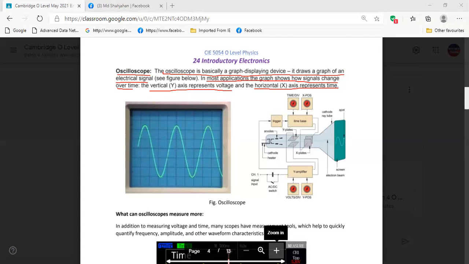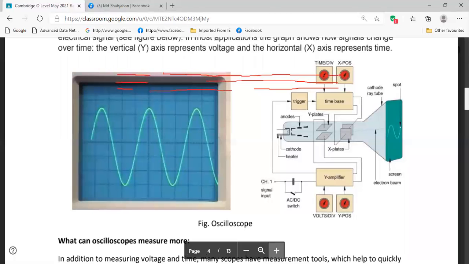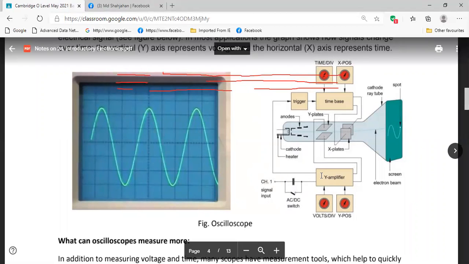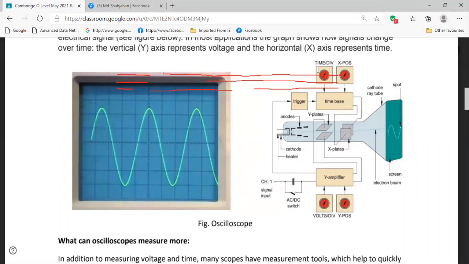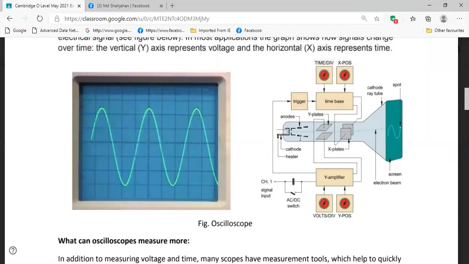Now, can you see the diagram? It's clear now, right? The right side one, you see, we already know about the heater cathode, right? And here we are getting the anodes in a different way. Look, the anode is given this way here, right?